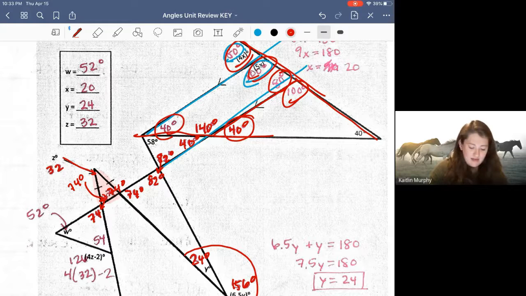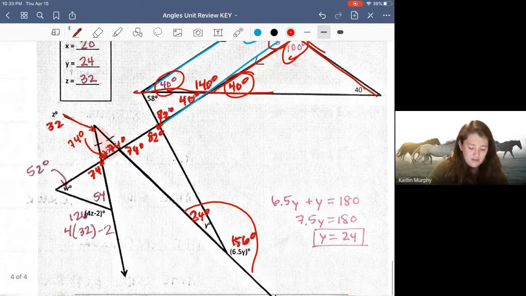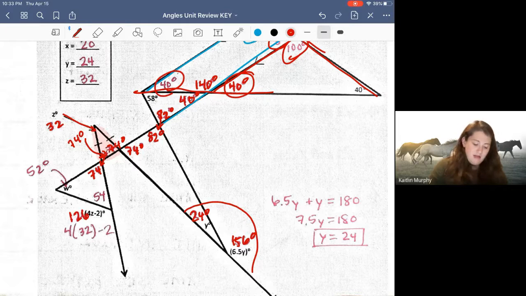Now that I have z, I can plug that in down here. 4 times 32 minus 2 gets me 126. 126 plus 54 is 180. And finally, in our last triangle, we can get our last angle, 52 degrees for W.